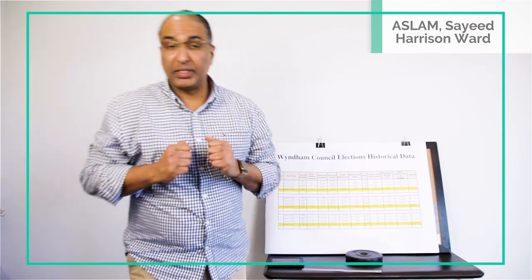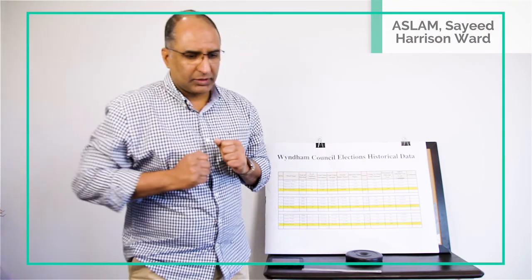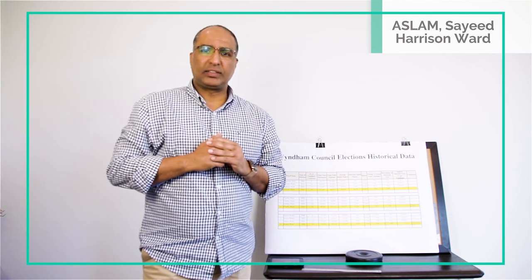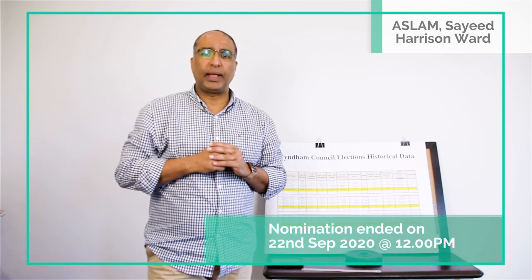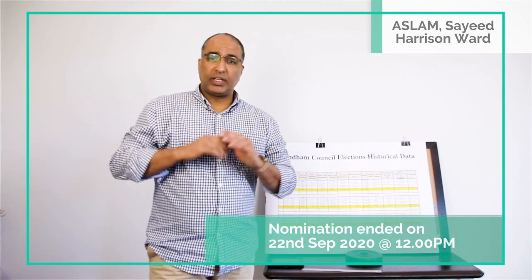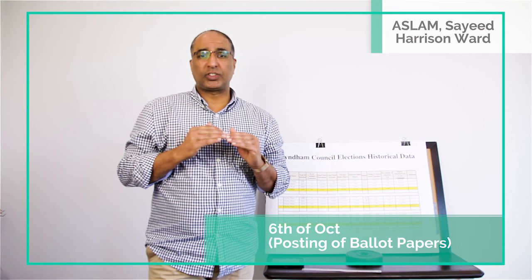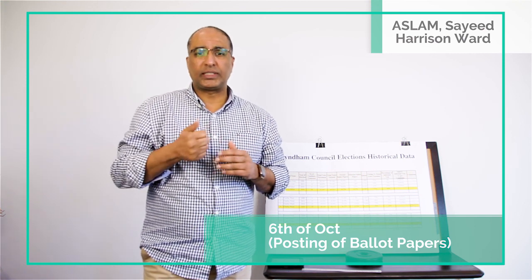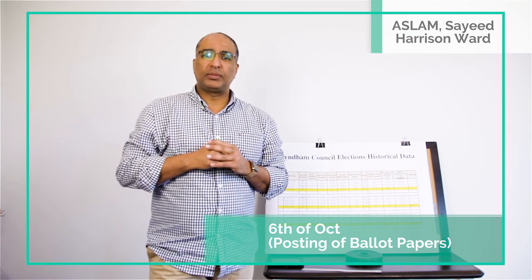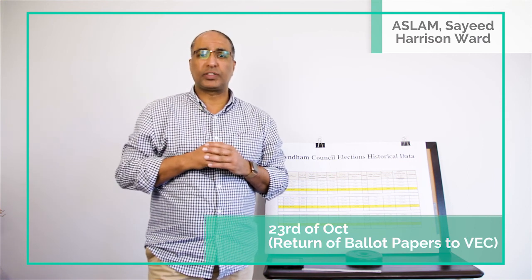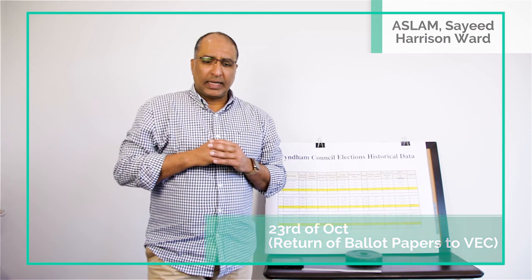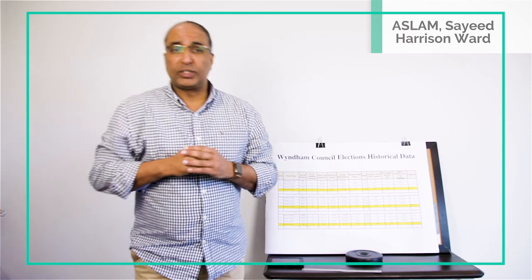I also need to explain to you the election timeline. Many people ask me this question and they're quite confused. So the election timeline is: the nominations ended at 12 p.m. on the 22nd of September 2020. The ballot papers will start being released by the Victorian Election Commission on the 6th of October. So most probably you will get it by the 7th or 8th. You will have time up till the 23rd of October to fill in your ballot paper and return it to the Victorian Election Commission.